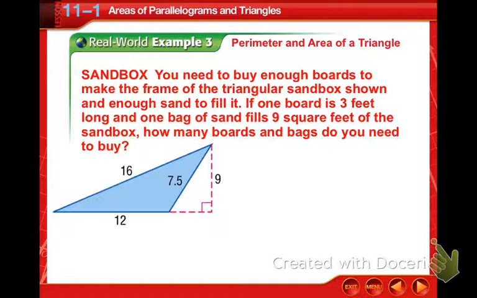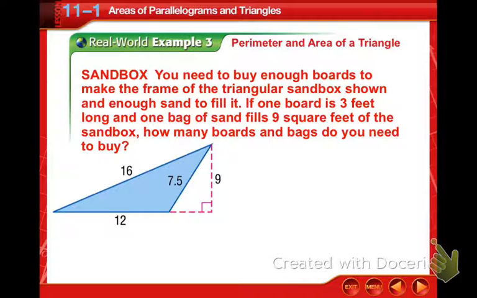So just like before, we aren't always going to be given pieces. Now this one actually goes beyond just finding the area or the perimeter. We need to find those things, but this is a real world situation here. Making a frame for a triangular sandbox shown, and we need to have enough sand to fill it and enough boards to make it. So if one board is 3 feet long and one bag of sand fills 9 square feet of the sandbox, how many boards and bags do you need to buy?